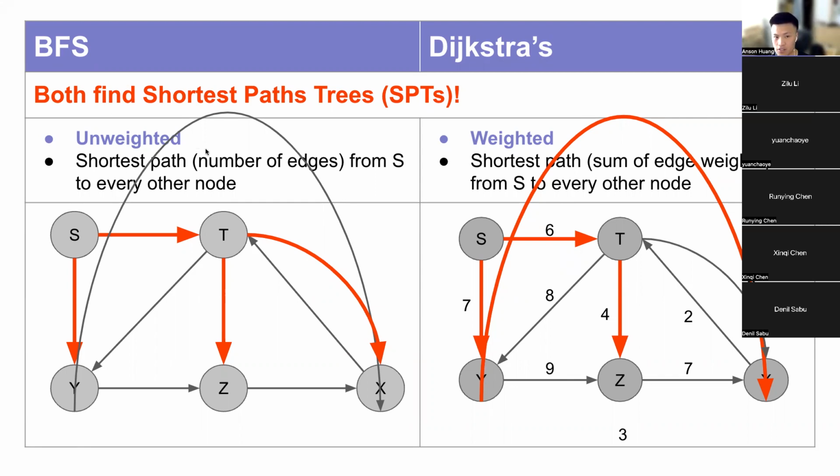And then BFS finds the shortest number of edges. So you're crossing the least number of edges to get to every other node. But they're both shortest path trees. Any questions on this slide?